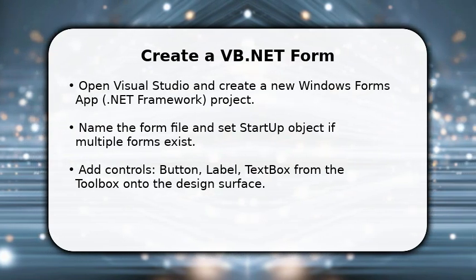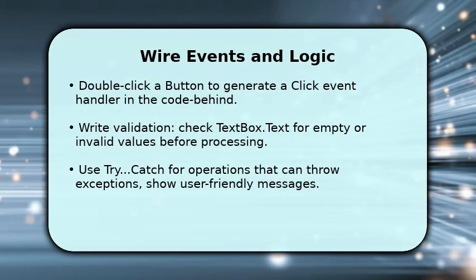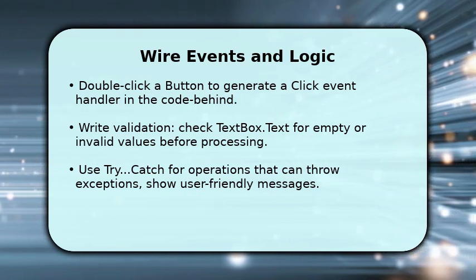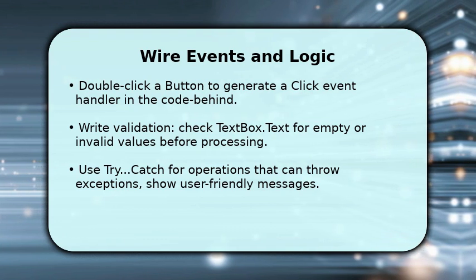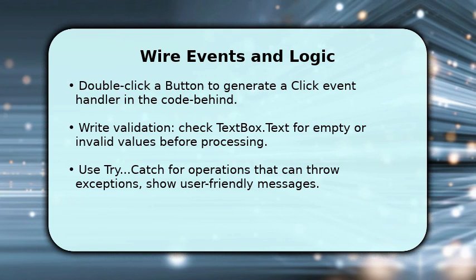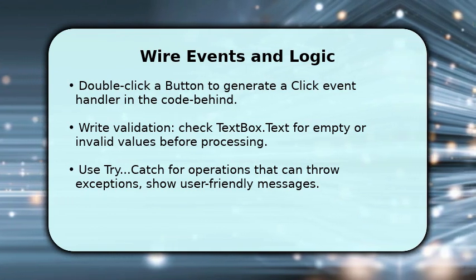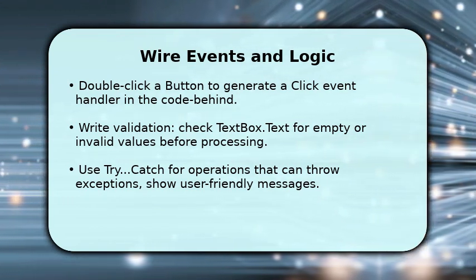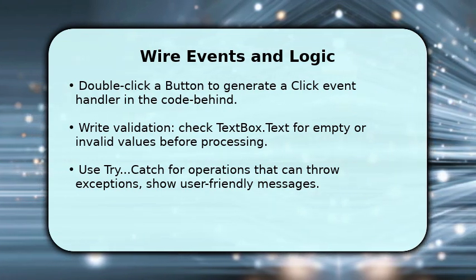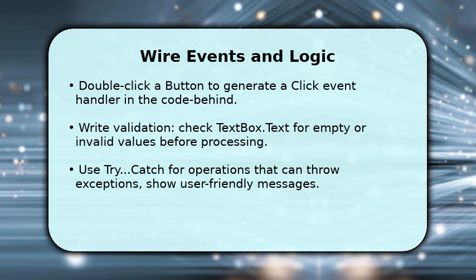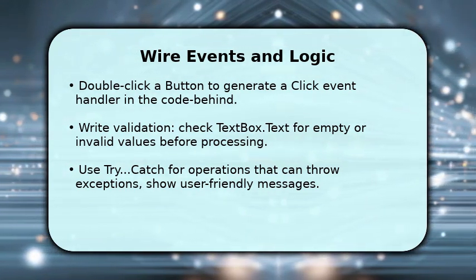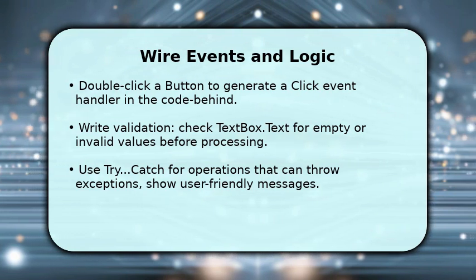logic. You now connect UI to behavior by wiring event handlers. Double-click the control to create a click method and write the code that runs when the user interacts. For example, validate textbox.Text to ensure required input is present, then parse or transform data as needed. Use conditional guards and return early on validation failure so the flow stays simple. Also wrap risky operations with try, catch, log, or display succinct error text, and use meaningful variable names so you can revisit this code easily later.